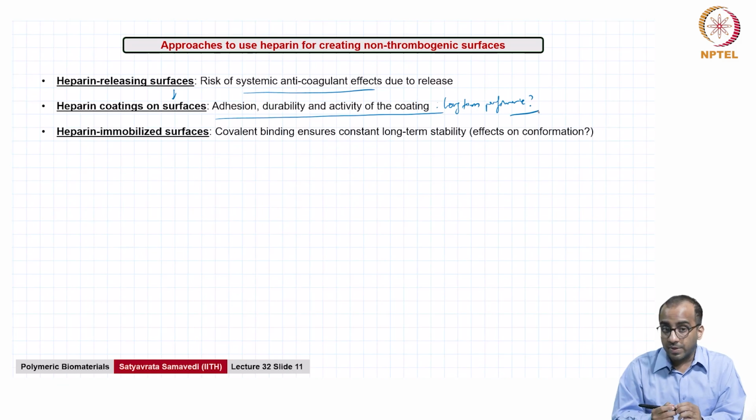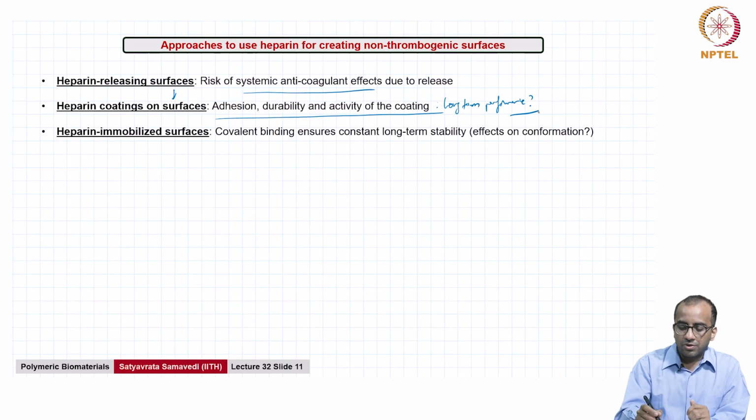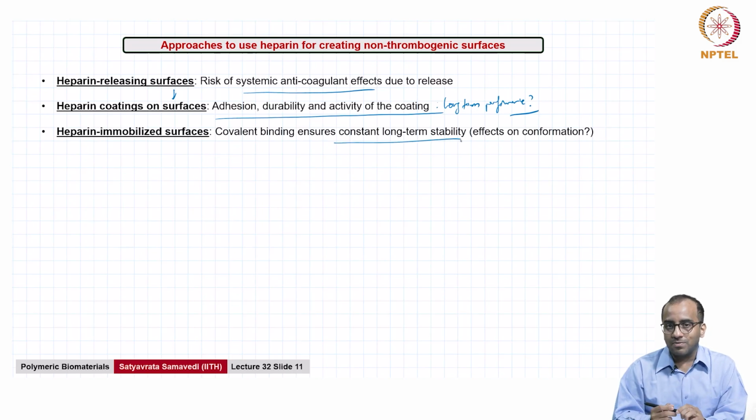That becomes a question. And to overcome those limitations, you can immobilize heparin onto surfaces through covalent grafting techniques, which ensures constant long-term stability. But then the risk is, when you covalently bind the heparin, what happens to its conformation? Do you lose the active sites?